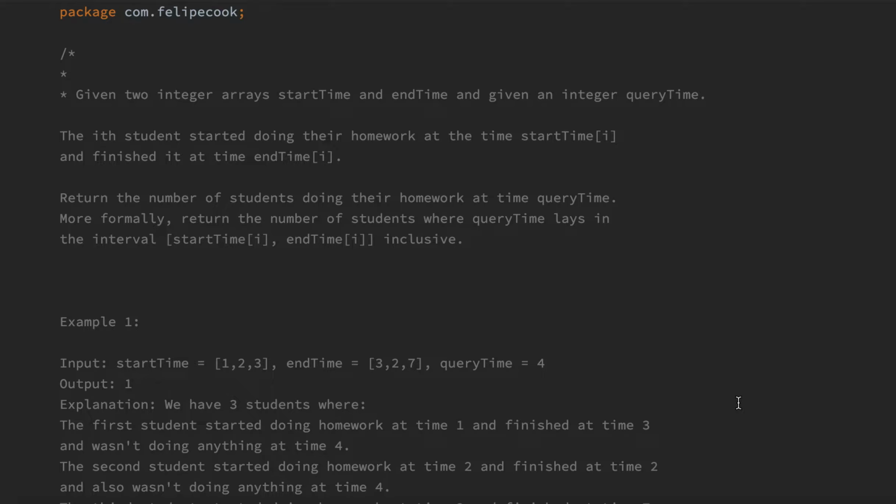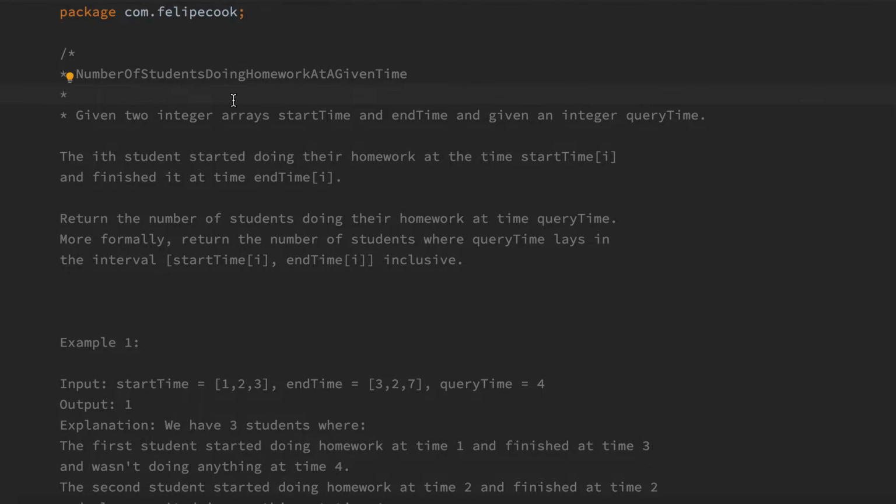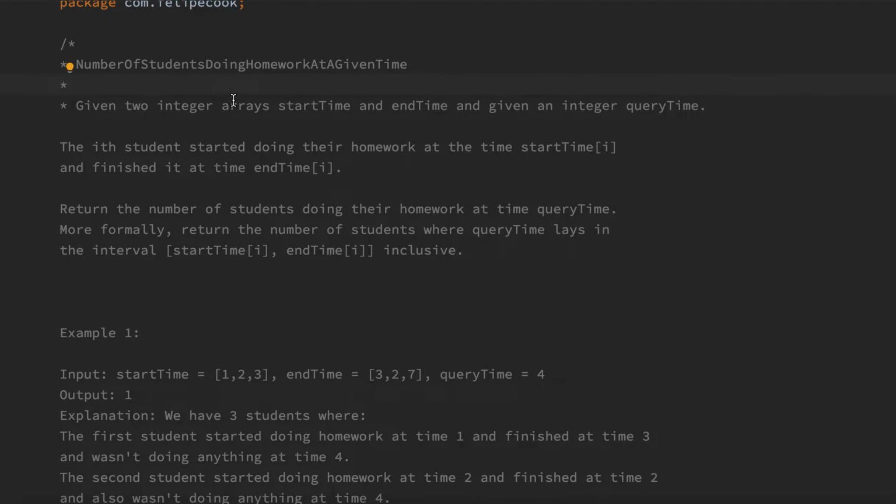Today we're going to be doing another LeetCode easy problem. Today's problem is called number of students doing homework at a given time. And this is actually a pretty cool problem, so let's check it out.